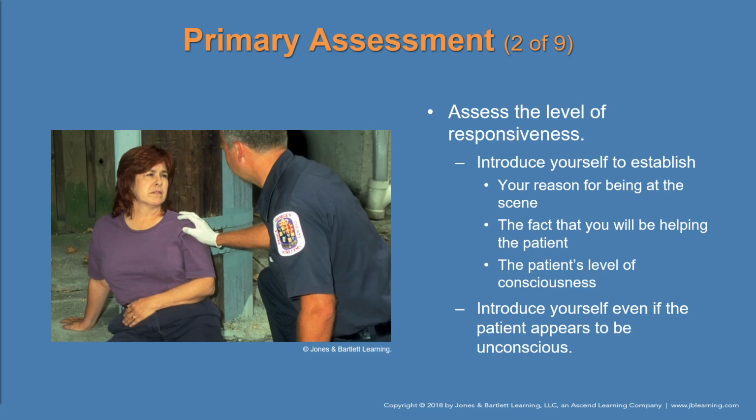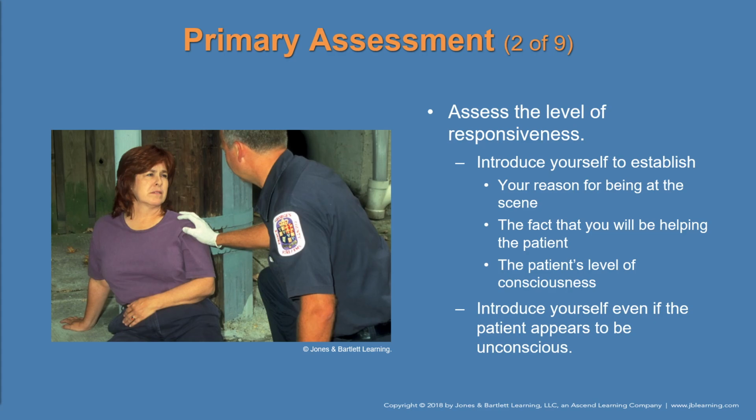When you assess level of responsiveness, the best and most common way to do this is you walk up to the patient and introduce yourself. Hey, my name is Max. I'm an emergency medical responder with the local ambulance, here to help you out. What seems to be going on today? And this does a number of things. First, it establishes rapport with your patient. You're introducing yourself as a professional rescuer and all that important professional stuff.